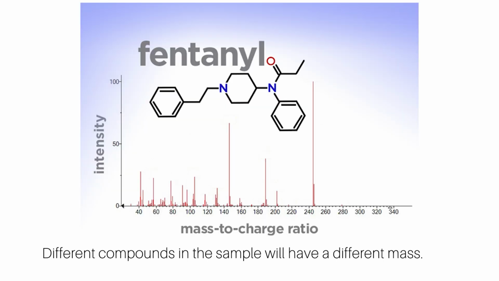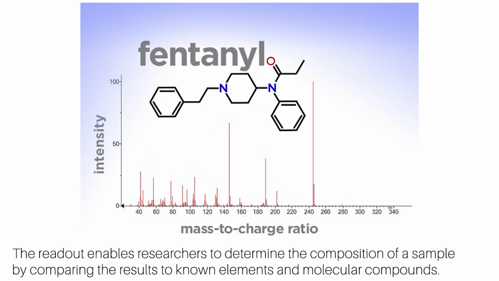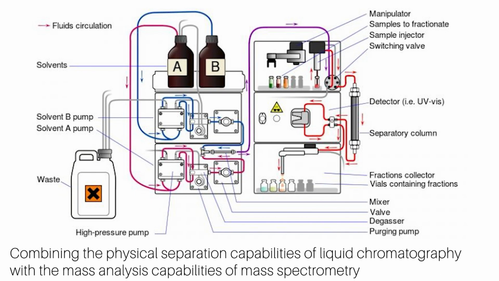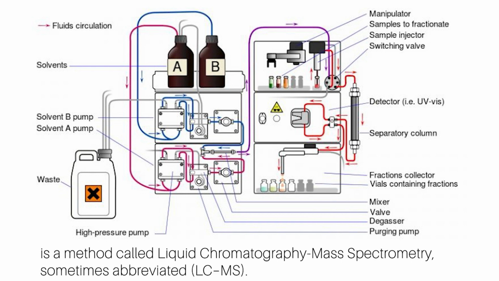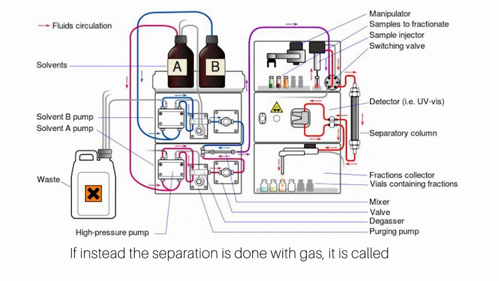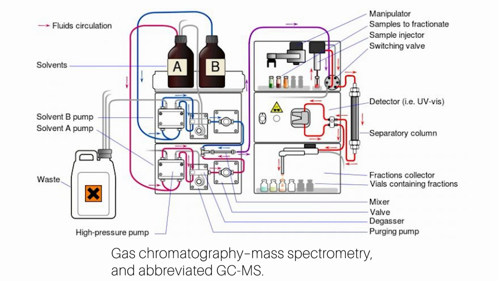Different compounds in the sample will have a different mass. The readout enables researchers to determine the composition of the sample by comparing the results to known elements and molecular compounds. Combining the physical separation capabilities of liquid chromatography with the mass analysis capabilities of mass spectrometry is a method called liquid chromatography mass spectrometry, sometimes abbreviated LCMS. If instead the separation is done with gas, it is called gas chromatography mass spectrometry and abbreviated GCMS.